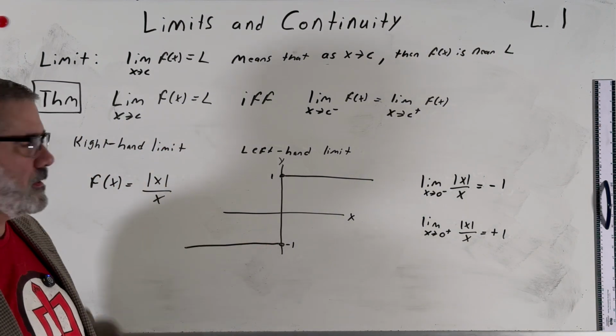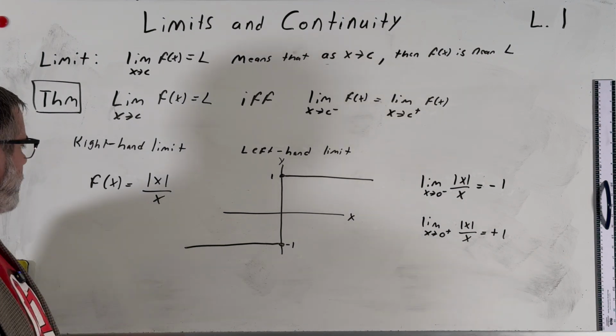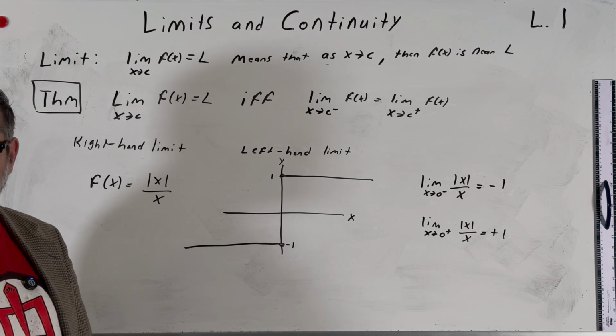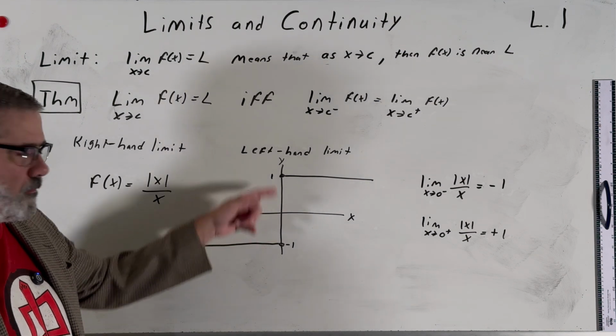So here the limit does not exist. There is no value that this function f of x equals absolute value of x over x approaches. As it approaches 0, there is no limit because it has two different values, as you can see.